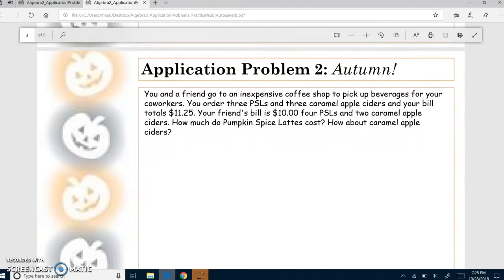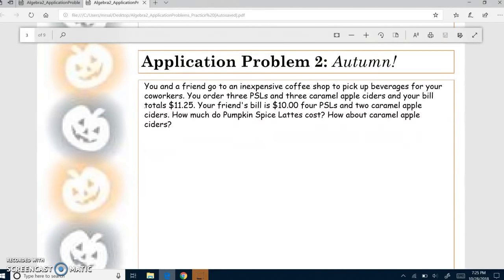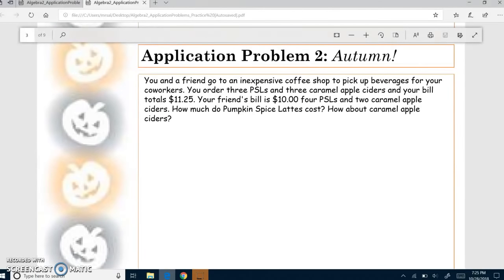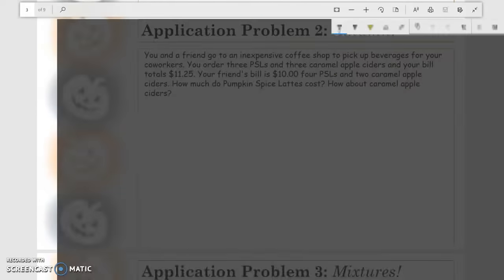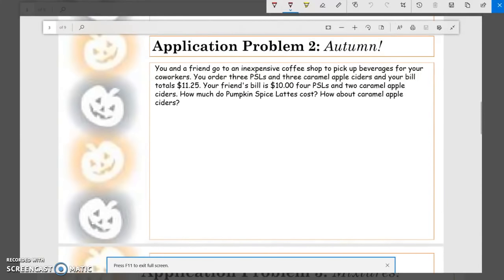All right, up next we have another very similar problem. This one's about beverages. So let's work through this one and see whether or not we want to go with the elimination process or if we want to go with substitution. So this one asks us, you and your friend go to an inexpensive coffee shop to pick up beverages for your coworkers. You order 3 pumpkin spice lattes and 3 caramel apple ciders, and your bill totals $11.25. Your friend's bill is $10 for 4 pumpkin spice lattes and 2 caramel apple ciders. How much do pumpkin spice lattes cost? How about caramel apple ciders?